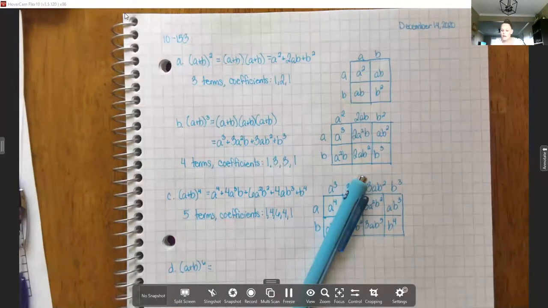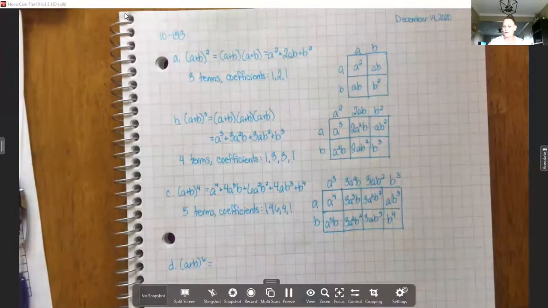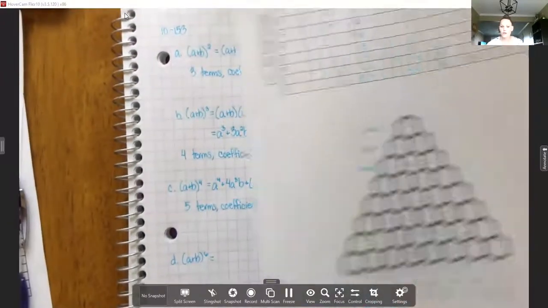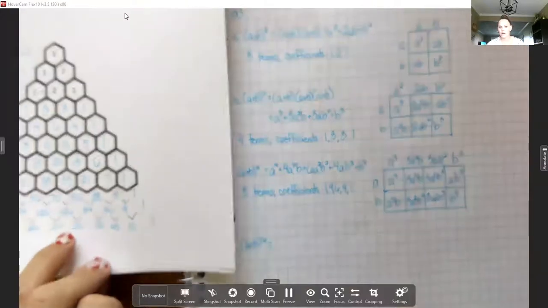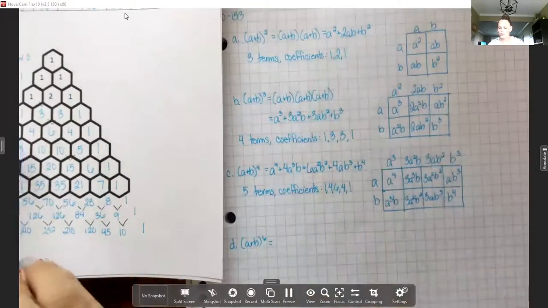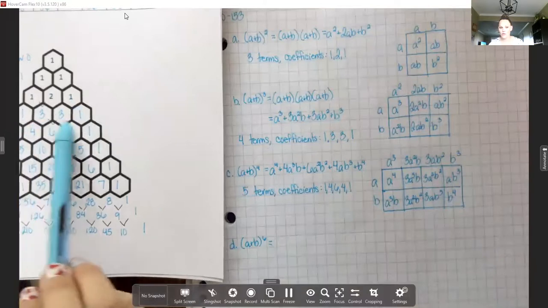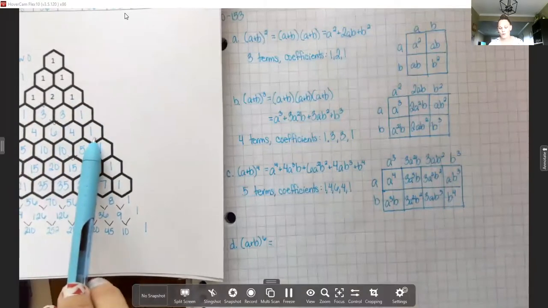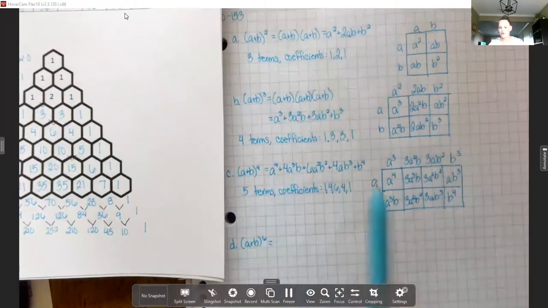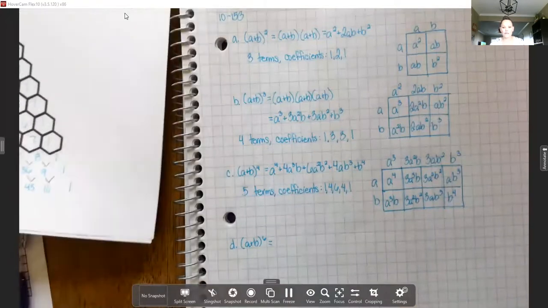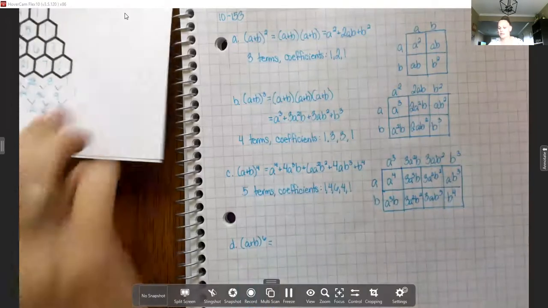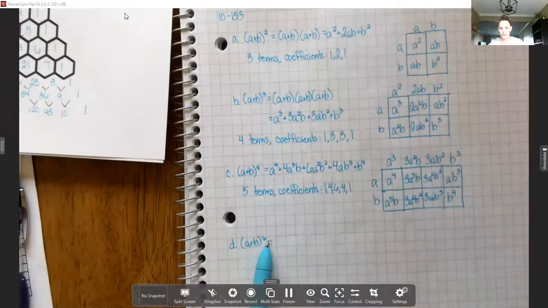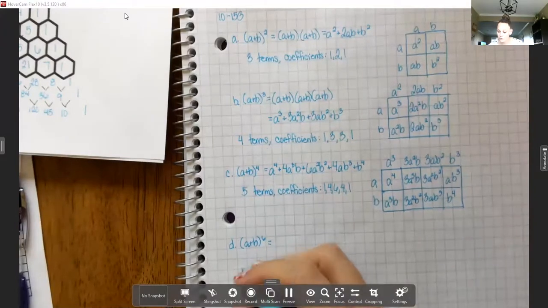Okay, so looking back up here and looking at what we just did, you can see that these coefficients come from our triangle here. So 1, 2, 1 is here. 1, 3, 3, 1, 1, 4, 6, 4, 1. So these are going to be the coefficients in our binomial expansion. So if we're doing a plus b to the 6th, I'm not going to make any boxes. Since this is a power of 6, we're going to have 7 terms.